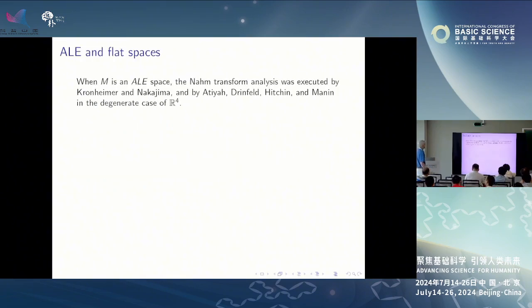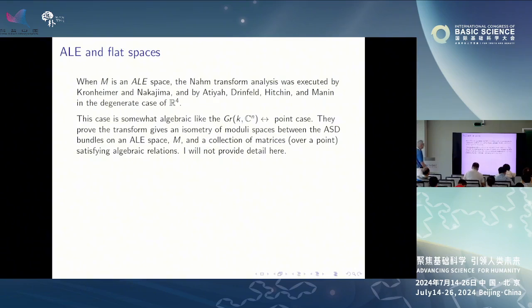So when M is an ALE space, the Nahm transform analysis in the general ALE space case was executed by Kronheimer and Nakajima. And in this degenerate case where you're just talking about R4, then of course Atiyah, Drinfeld, Hitchin, and Manin worked out the relevant transform in that context. And that case is very algebraic.